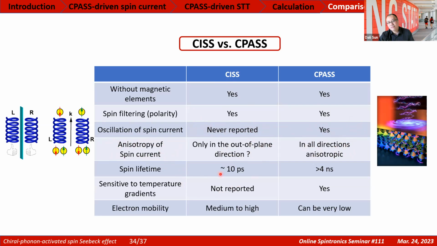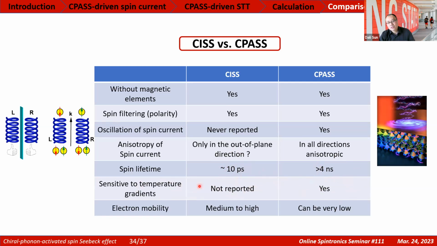A spin lifetime with the CISS effect has been observed by the previous spin LED paper in Science at like 10 picoseconds, or maybe longer. For here, because we are driven by the AC temperature modulation, it can last even more than 4 nanoseconds. And it's very sensitive to temperature gradient. Of course, this is the spin Seebeck effect, right?